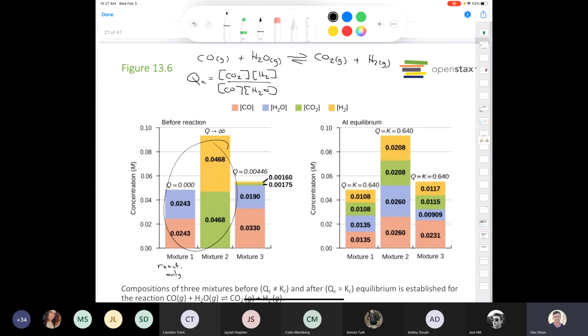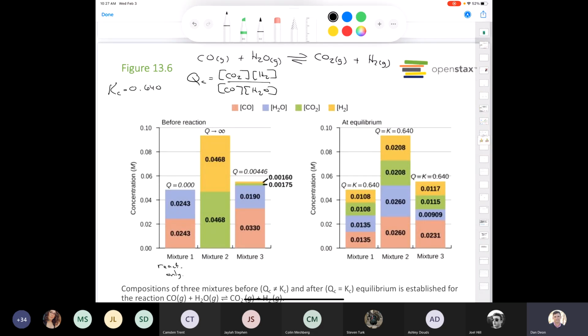And if you're wondering, Mr. Dion, where are they getting these numbers from? They're just random. The person who wrote the textbook picked them, out of a hat, I don't know. It doesn't matter. And then here you have a scenario where the Q is less than the K, because the K was 0.64. We know that Kc is equal to 0.640. That was on the last slide.